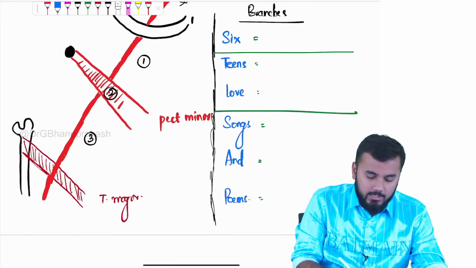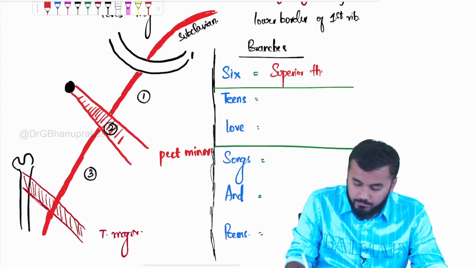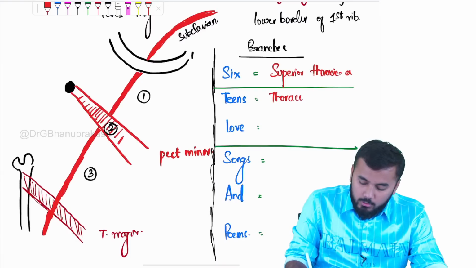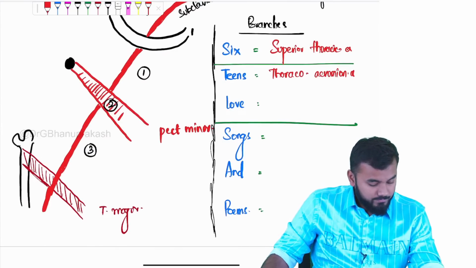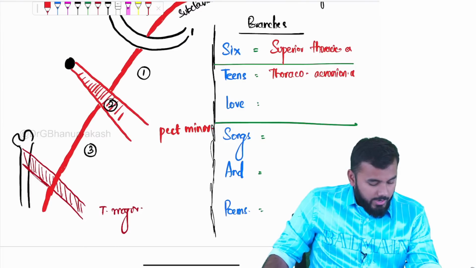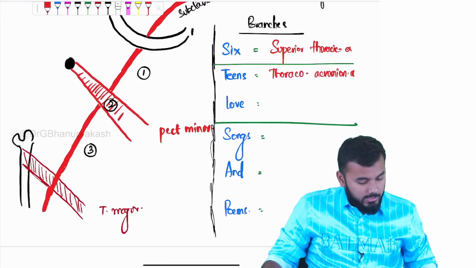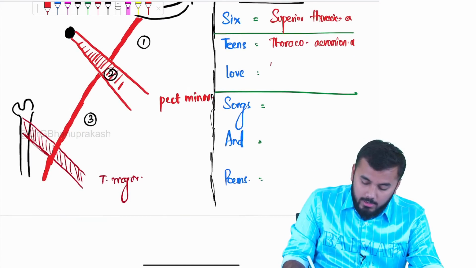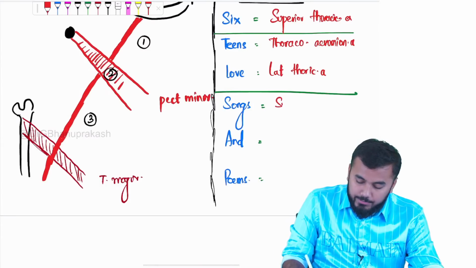Now what are the names of these branches? Look here. S stands for superior thoracic artery. T stands for thoracoacromial artery. And what does L stand for? Any idea? L stands for lateral thoracic artery. And S stands for subscapular artery.